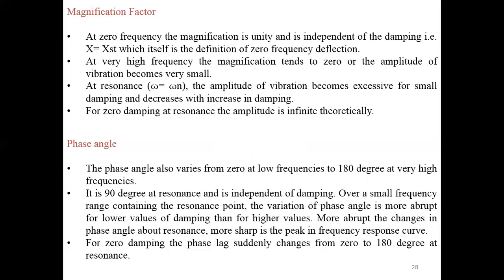At resonance, resonance means the forced frequency is equal to the natural frequency, or you can say the frequency which is produced in forced vibration is equal to the frequency which is produced in free vibration, then the condition is called resonance. So the amplitude of vibration becomes excessive for small damping and decreases with increasing damping. For zero damping at resonance, the amplitude is infinite theoretically, right?